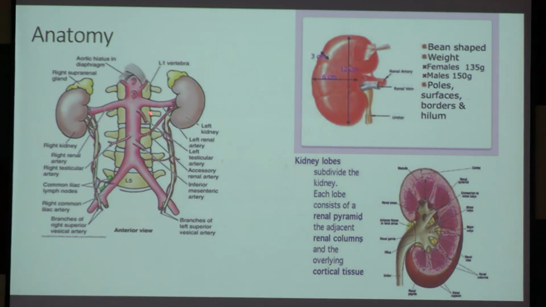So as we see, these are two bean-shaped structures which are present just adjacent to the vertebra at the level of L1, L2. The right kidney, as we can see, is a bit lower down. Why is it a bit lower down? It's being pushed by the liver.